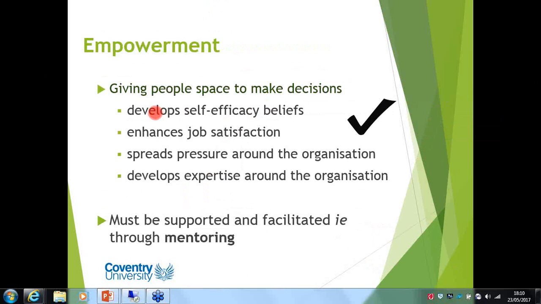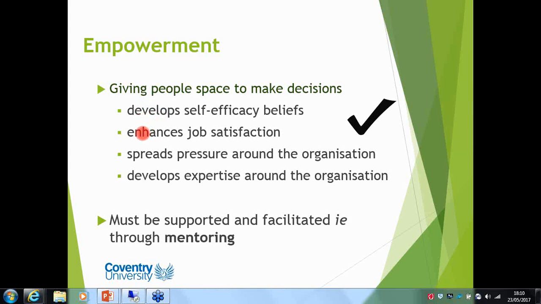So the things that empowerment will do for people. First of all, this term, which I don't know if you're familiar with, but I'll explain very briefly. Giving people space to make decisions, empowering them, develops something called self-efficacy beliefs or personal efficacy, which is very, very crudely put, confidence in one's own ability to achieve intended results. So it's confidence. So by empowering somebody, if it's done well, you will help them to develop their confidence and their ability to do tasks in the future. And this is where you're actually growing and building the organisation.